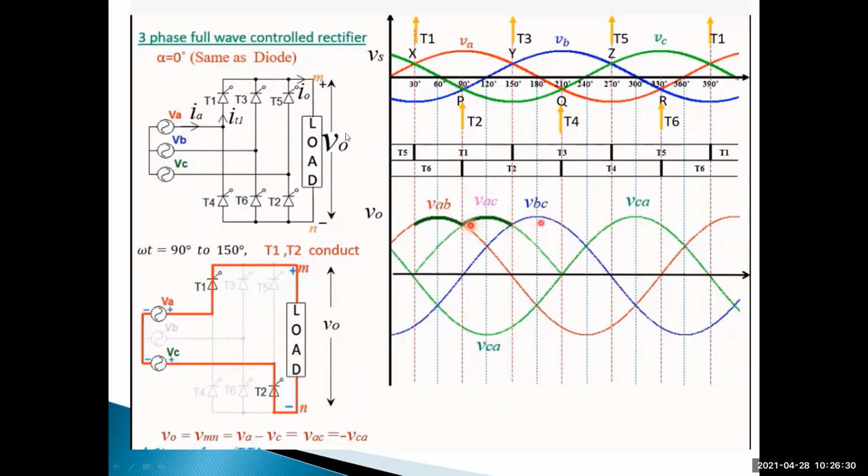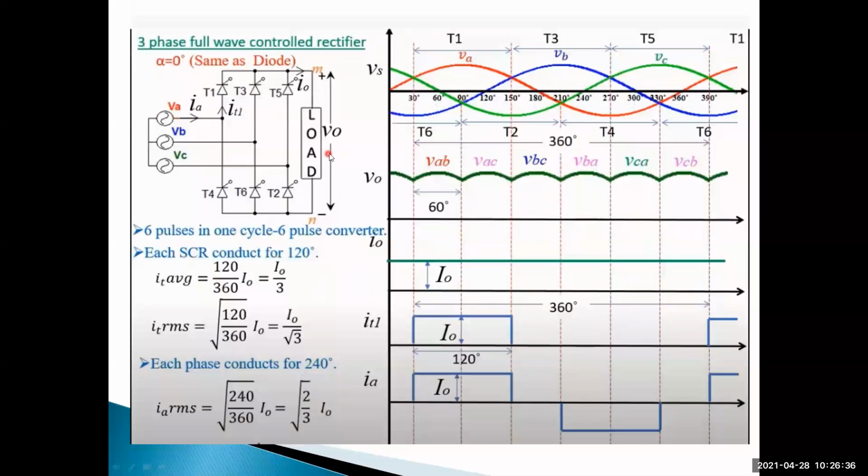For alpha equal to 0 firing angle, we get a continuous output voltage. This is the output voltage waveform. Like this, we get 60 degrees, 60 degrees, so six pulses in one cycle, which is why it is called a 6 pulse converter. You already studied this in power electronics. Each SCR conducts for 120 degrees.